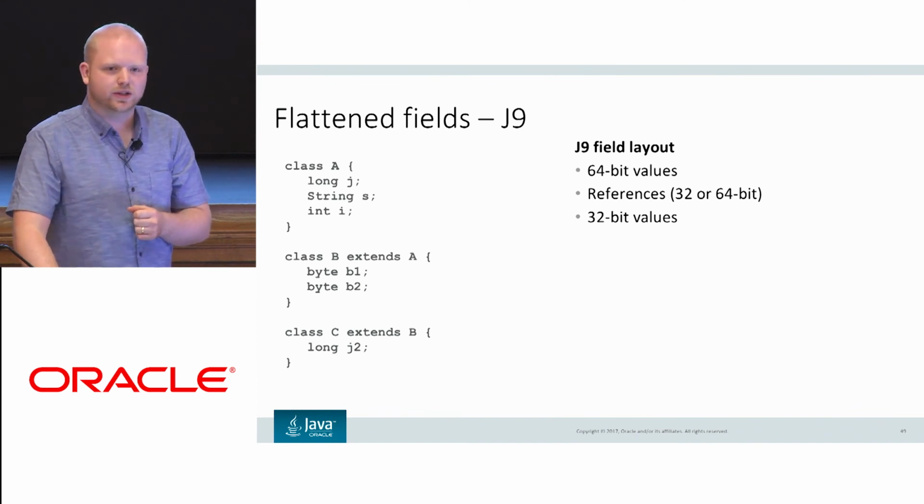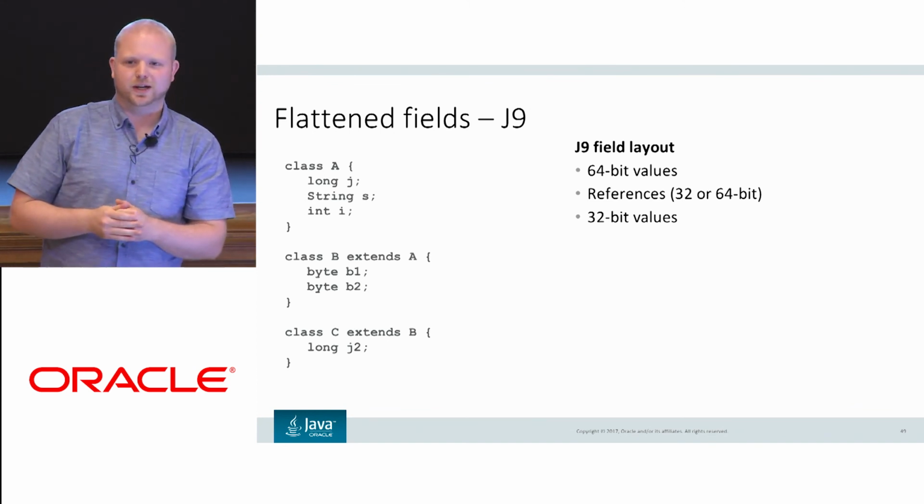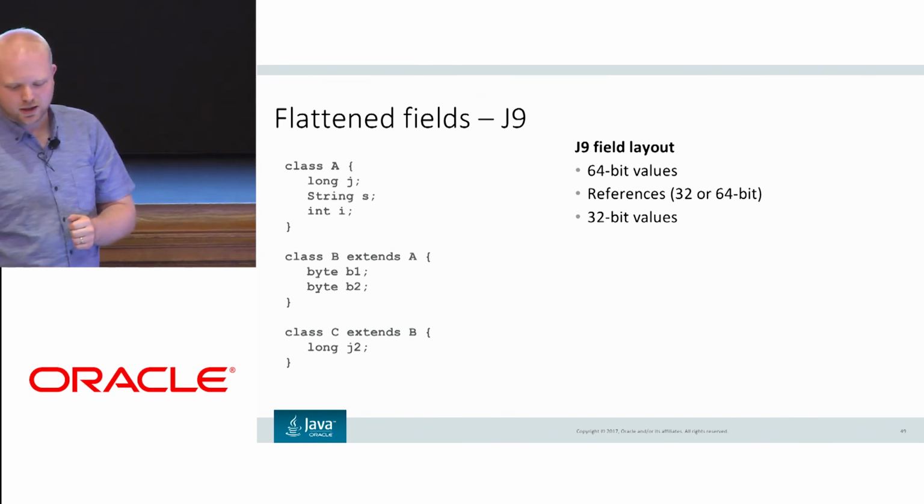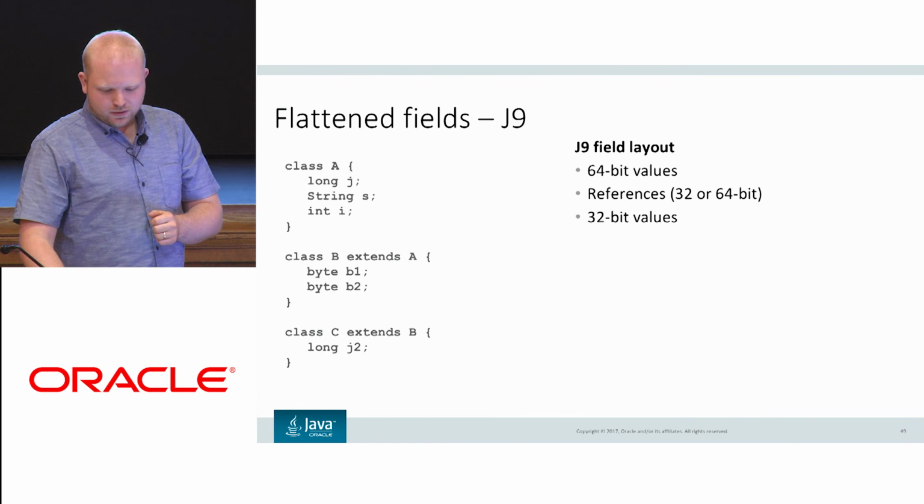So where are the rest of them? Where are the 16 and 8? Actually, J9 doesn't do that. J9, the smallest field you get in object layout is actually a full word.